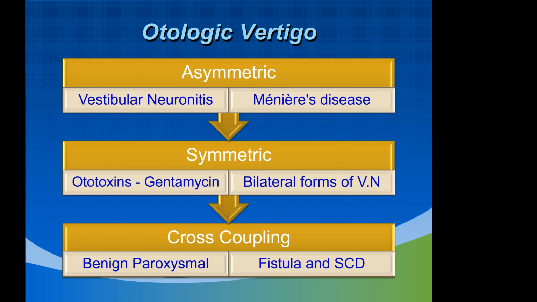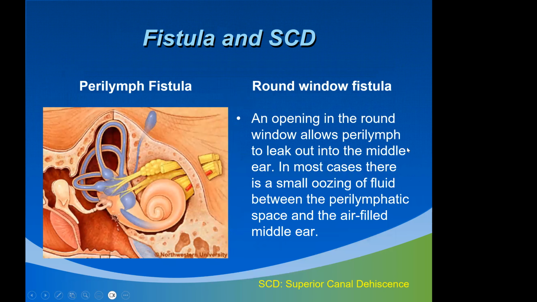Bilateral forms of vestibular neuronitis, if it occurs on both sides simultaneously, viral infection, it can produce symmetric vertigo. Cross-coupling is a fistula and SCD. That we will see, what is SCD. And then benign paroxysmal vertigo. The commonest cause of vertigo is BPPV, benign paroxysmal postural vertigo. The commonest cause of it. You should know how to evaluate and also treat BPPV.